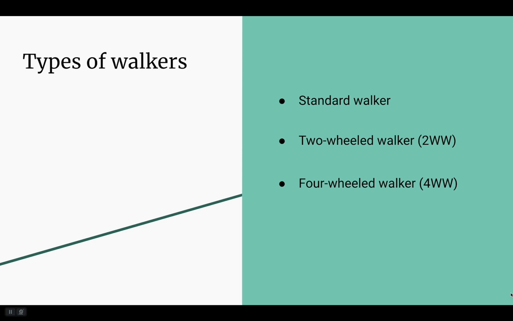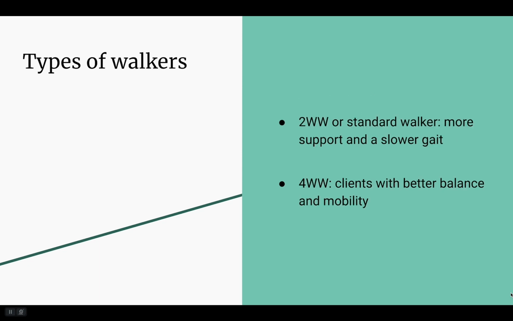There are 3 types of walkers: a standard walker, a two-wheeled walker, 2WUW, and a four-wheeled walker, 4WUW. The type of walker a resident should use is recommended by the physical therapist. A 2WUW, or standard walker, allows for more support and a slower gait, whereas a 4WUW is used by clients with better balance and mobility.